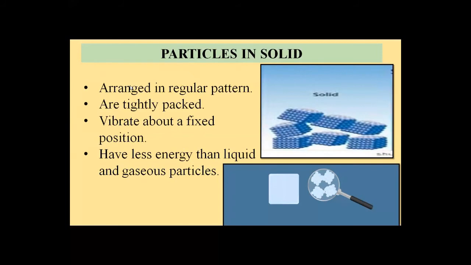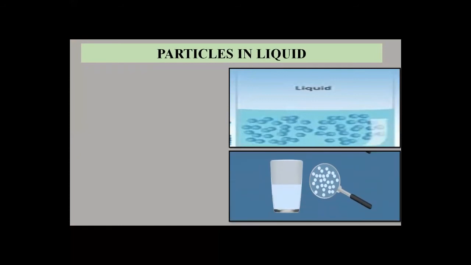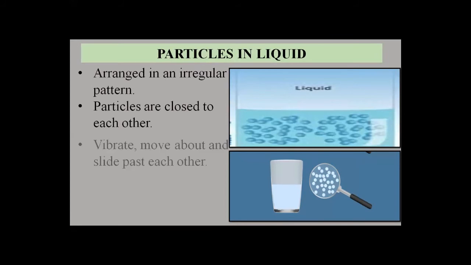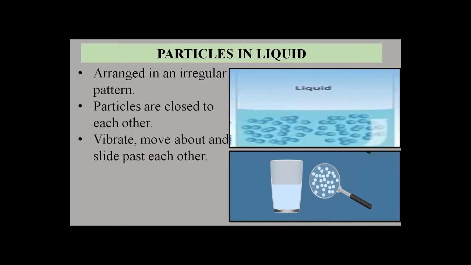Now, we talk about the particles in a liquid. What happens to the particles in a liquid? They are arranged in an irregular pattern. That is why the liquid can flow and take the shape of the container. The particles are close to each other, but in a liquid the particles are less tightly packed. Okay? They vibrate, move about, and slide past each other. They attract each other less, so they can move about quite easily.